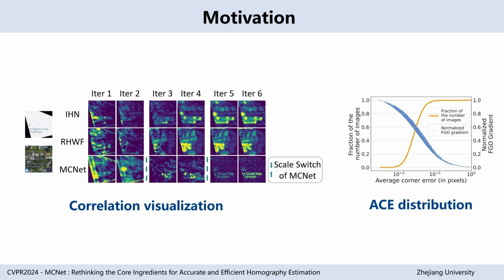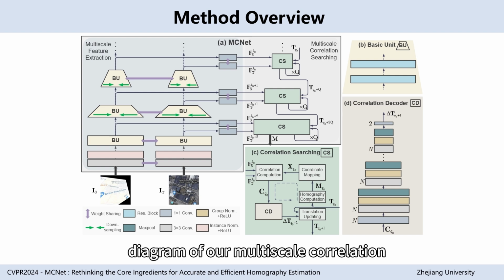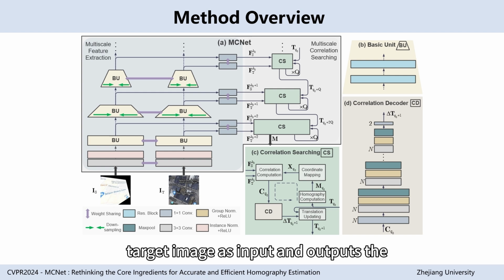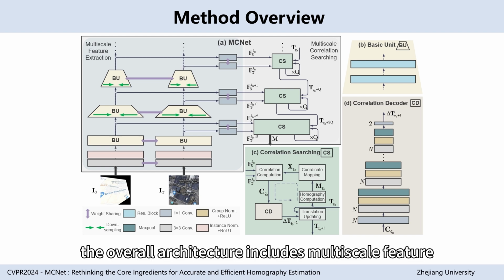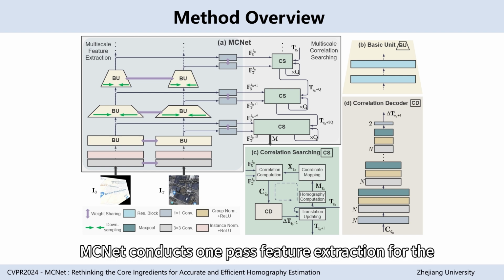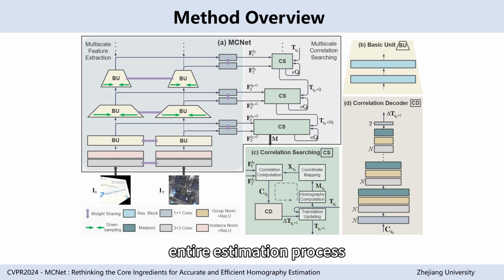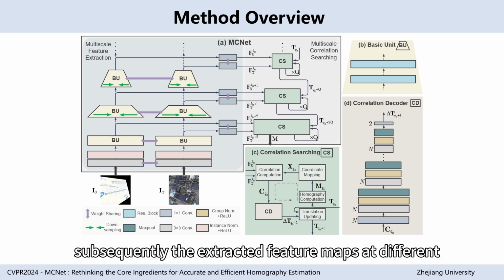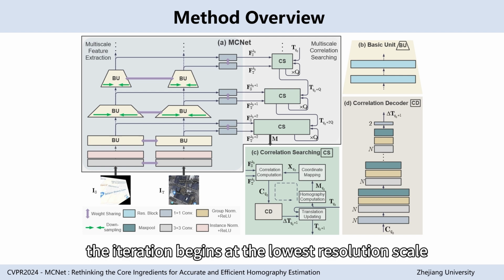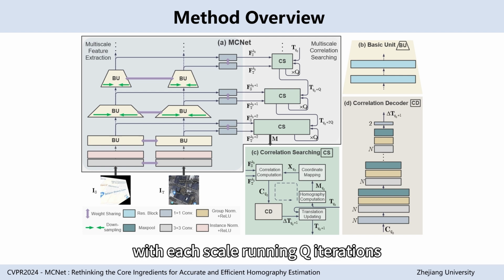The overall schematic diagram of our multi-scale correlation searching network is illustrated in this figure. MCNet takes the source image and target image as input and outputs the estimated homography matrix. The overall architecture includes multi-scale feature extraction and multi-scale correlation searching. MCNet conducts one-pass feature extraction for the entire estimation process. Subsequently, the extracted feature maps at different scales are used for multi-scale correlation searching. The iteration begins at the lowest resolution scale, with each scale running Q iterations.